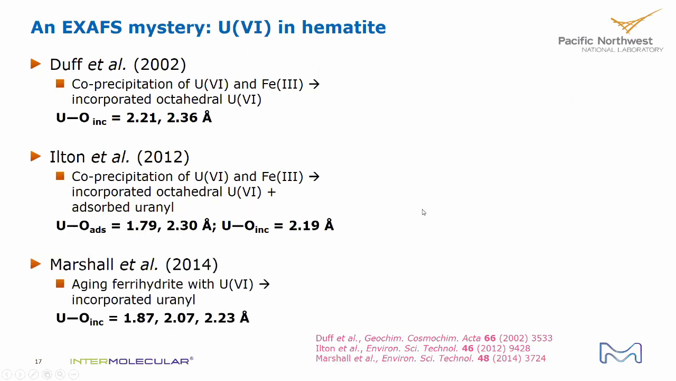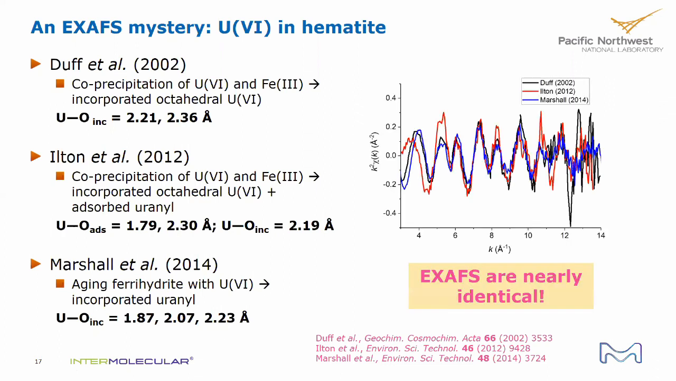And then a couple years later, a group at Manchester, I think it was, did a different kind of experiment, aging ferrihydrite. So instead of a co-precipitation experiment, they did an aging experiment, and they modeled their XAFS data as having incorporated uranyl within the structure of hematite. They had some sort of quasi-uranyl-like configuration. So we've got these three totally different interpretations of what's happening when you have U6 in hematite, but the XAFS spectra are all almost completely the same.